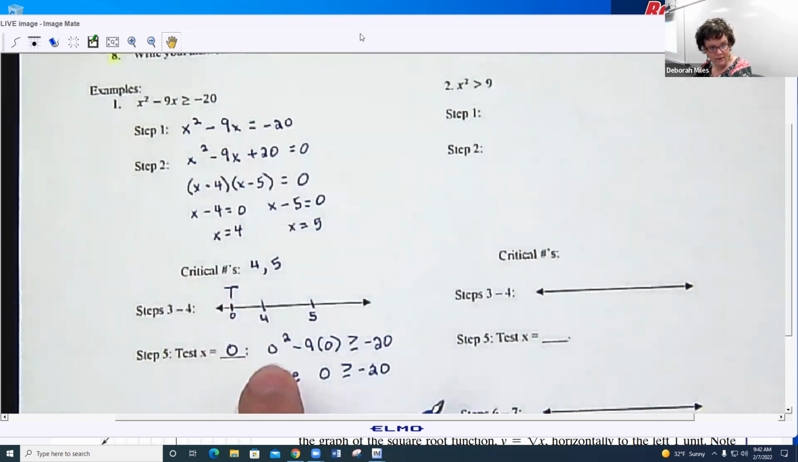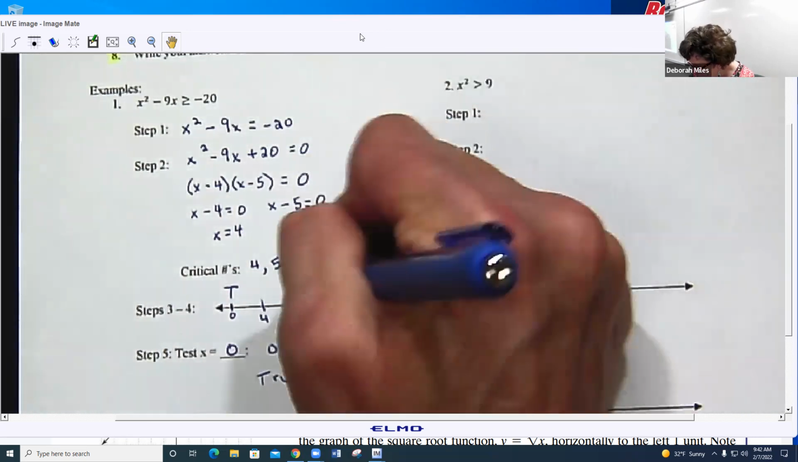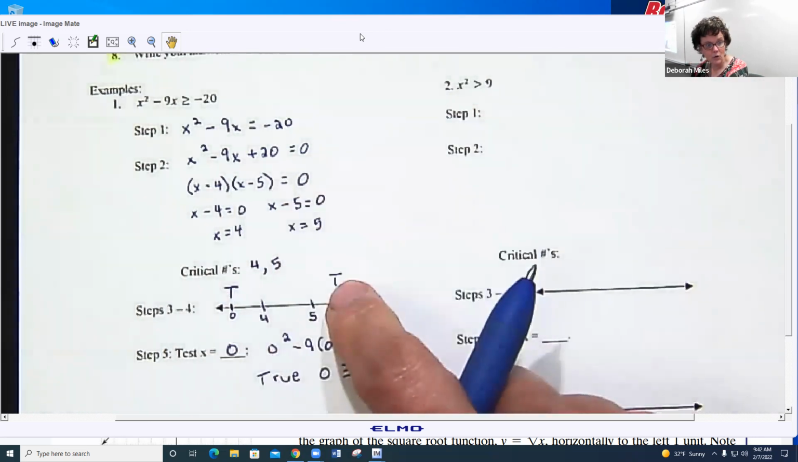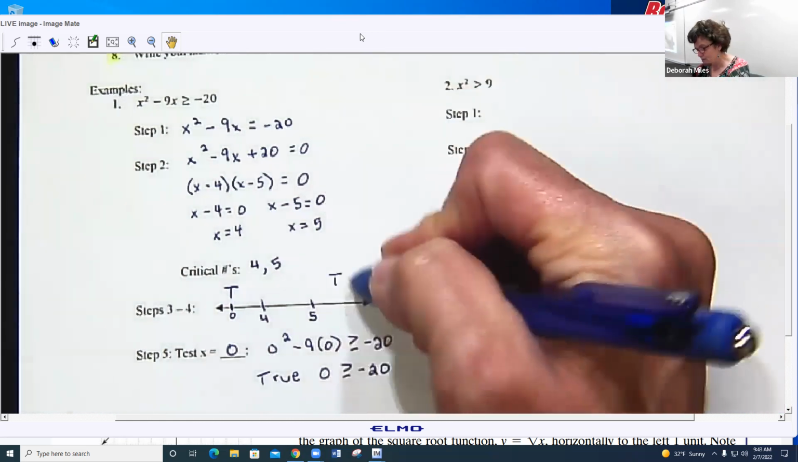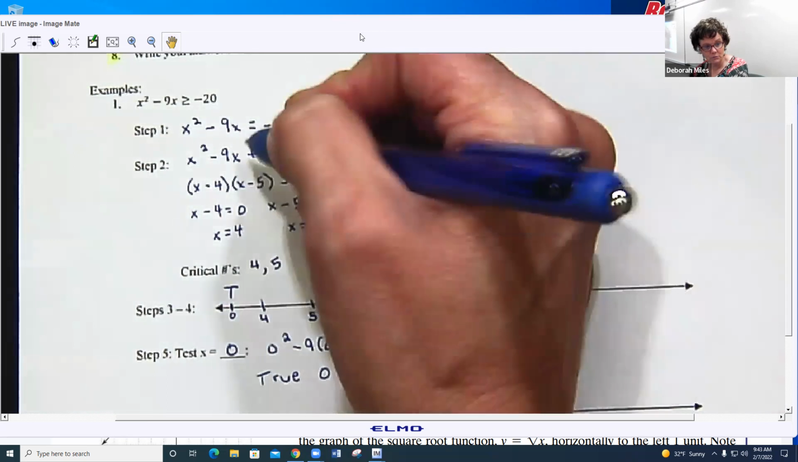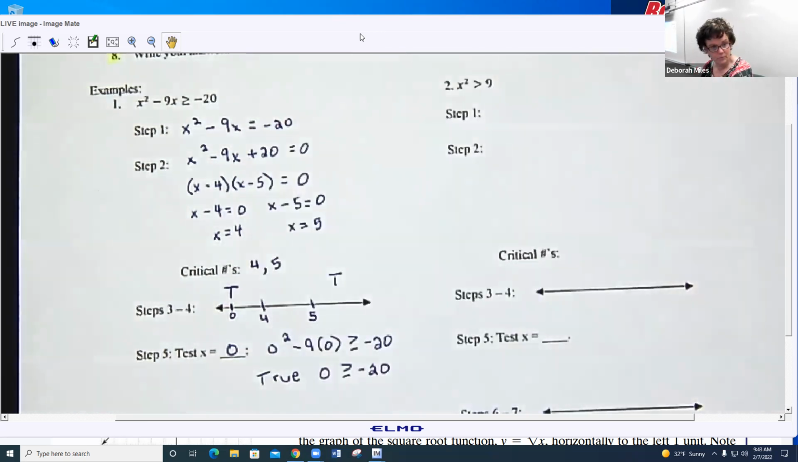And if it's on the left end, then the right end also contains numbers that make my inequality true. You could pick another test point over here if you wanted to. You could test x equals 6. It should make the inequality true also.